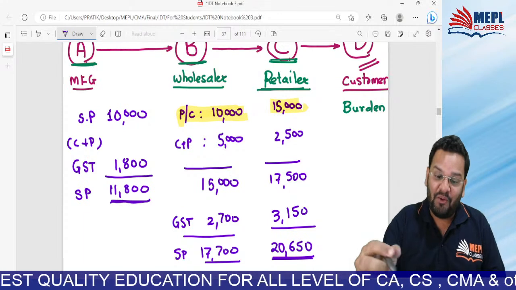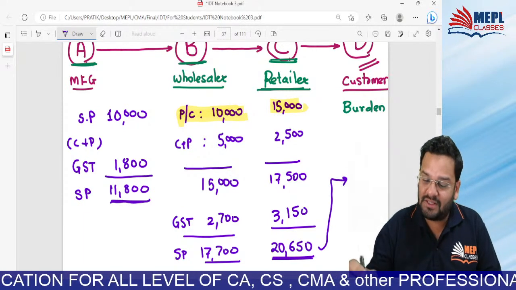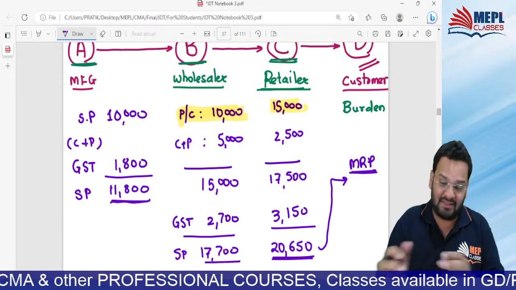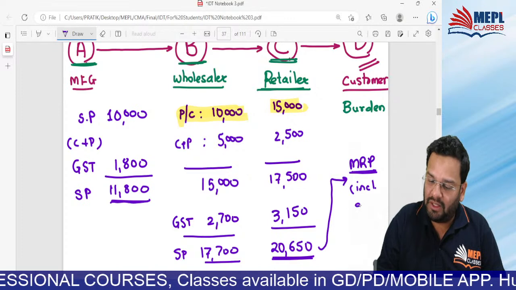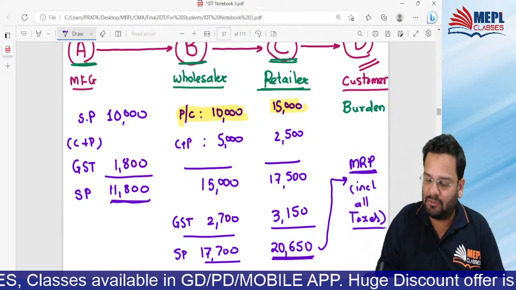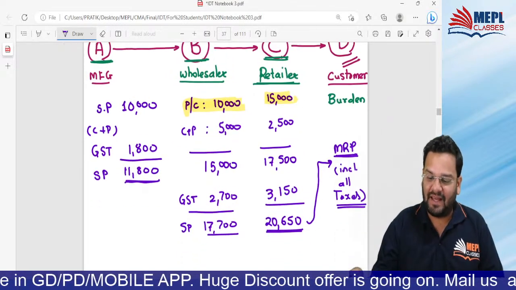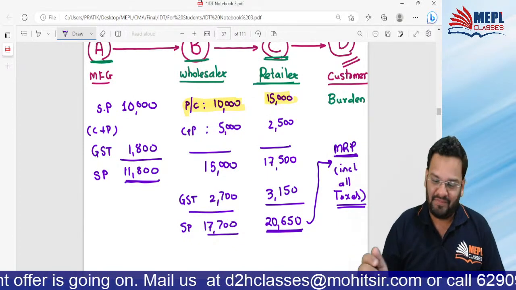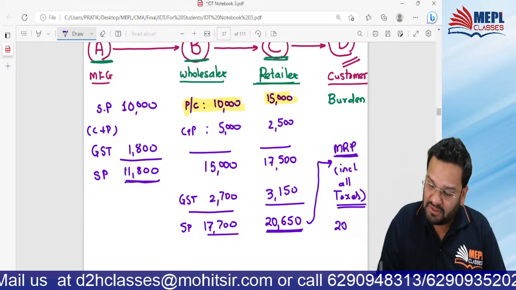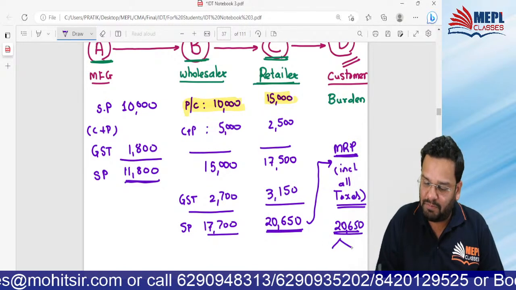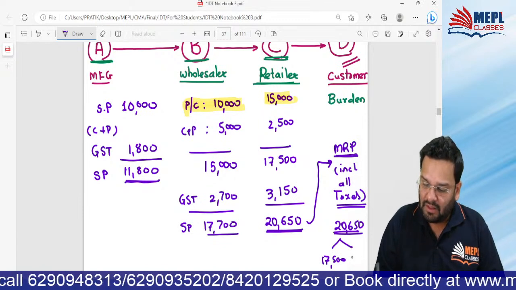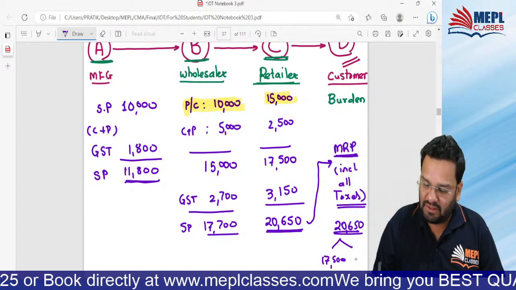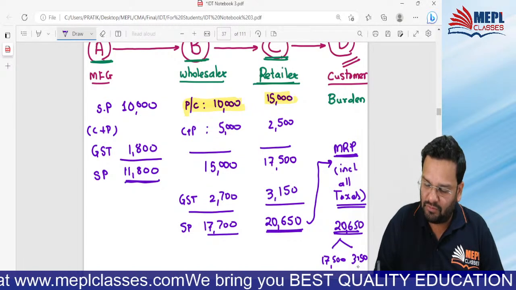Now guys, what is 20,650? 20,650 is the MRP. It is the MRP including all taxes. Yes or no? It is the MRP including all taxes for this end customer. Do you all agree with me that for D, the end customer, the MRP including all taxes is 20,650? So when this person pays 20,650, he's paying 17,500 towards goods and 3,150 towards tax. Agreed?